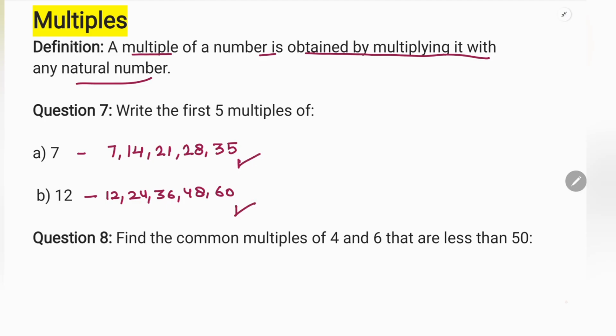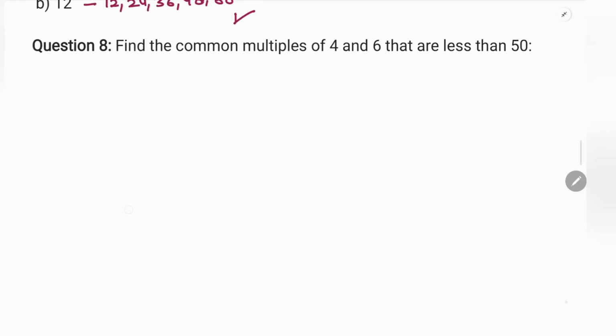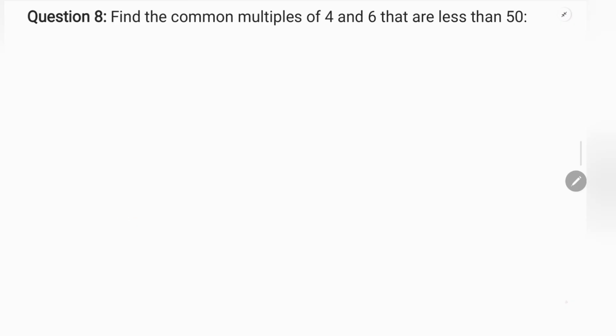Now what is our next question? Our next question is to find the common multiples of 4 and 6. You know, we can have infinite common multiples, because if I write the multiplication table of 4, I will never stop if I keep writing. Okay, but they are saying that they are less than 50.